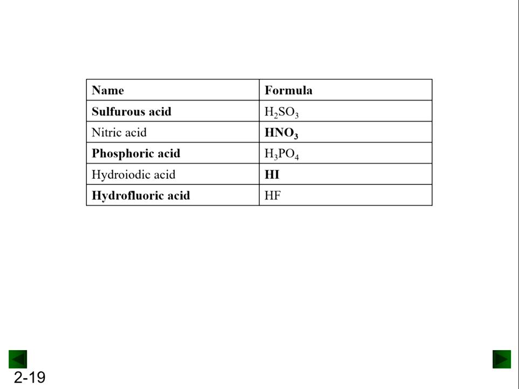Next up, H3PO4. PO4 3- is phosphate. Therefore, the name is phosphoric acid. Those three are oxoacids. Next up, we have a binary acid, hydroiodic acid. That's simply HI. And finally, HF, which is hydrofluoric acid.